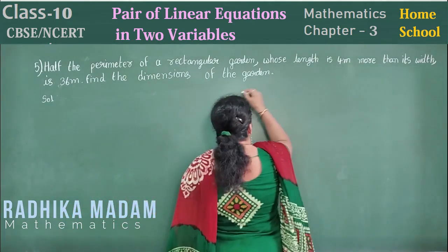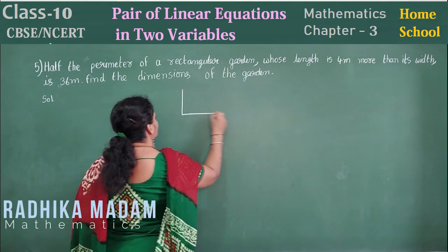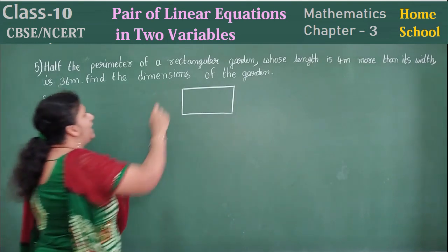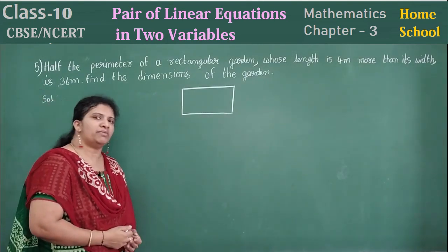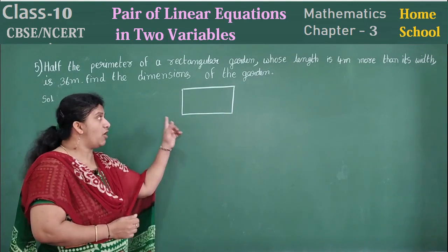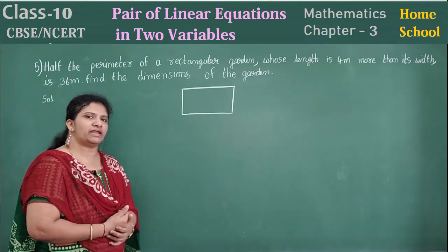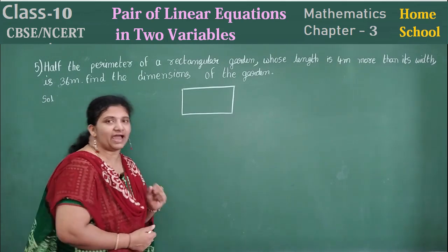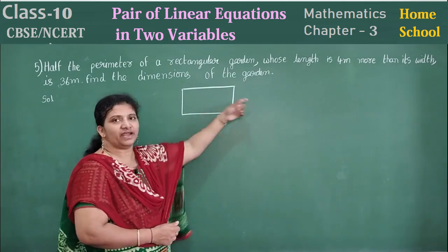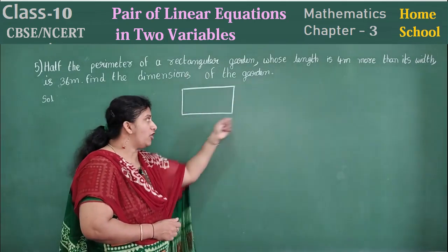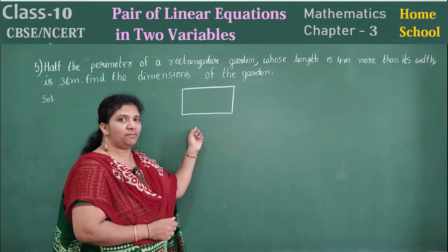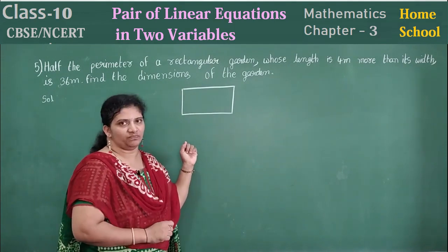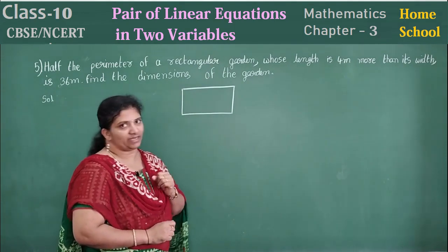So let me draw a garden here. Rectangular garden. Half the perimeter of a rectangular garden. What do you mean by perimeter, children? Perimeter means sum of all sides. What is the perimeter of a rectangle? A rectangle has two dimensions, that is length and breadth. Sum of all sides makes L plus B plus L plus B, that is 2L plus 2B. Okay, that is the perimeter of a rectangle.